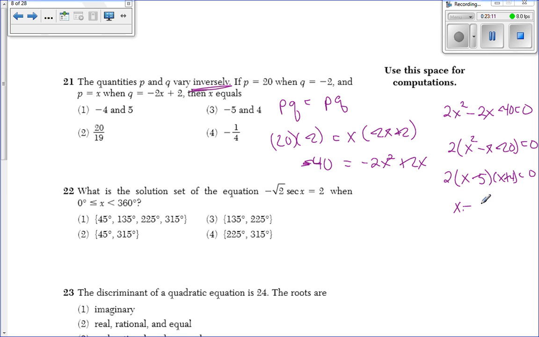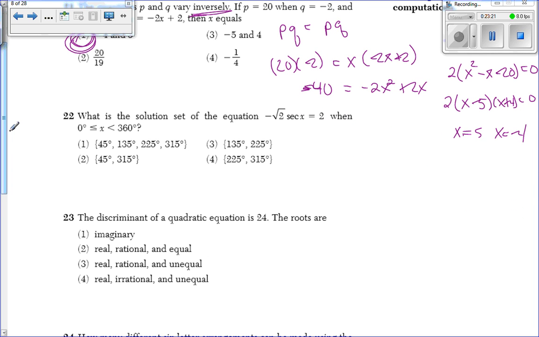So x is 5, and x is negative 4. And that is choice 1. I mean, it was a quadratic. It was possible that only one answer could work out, but I probably could have eliminated choices 2 and 4 once I figured out I had a quadratic equation.